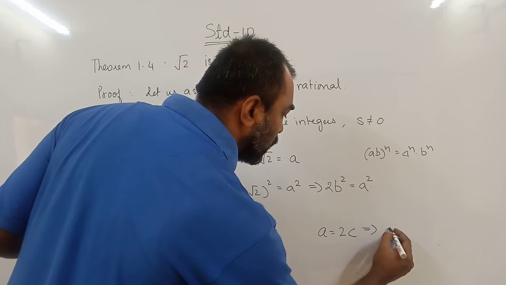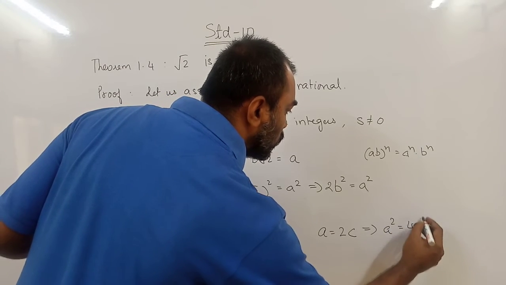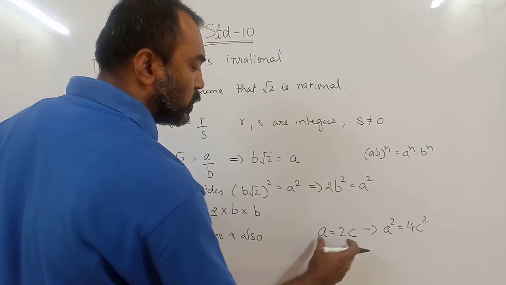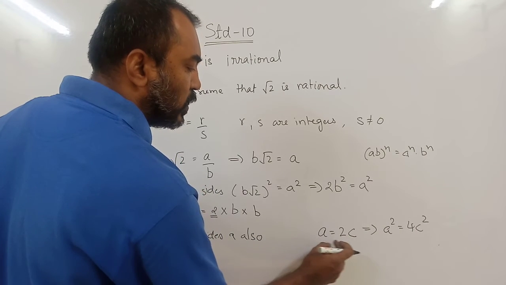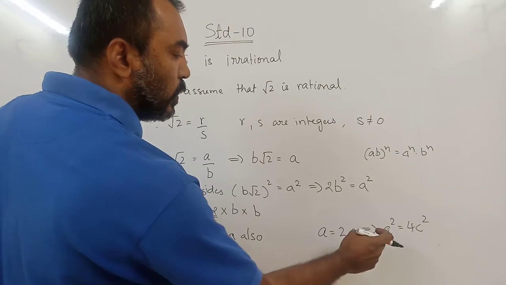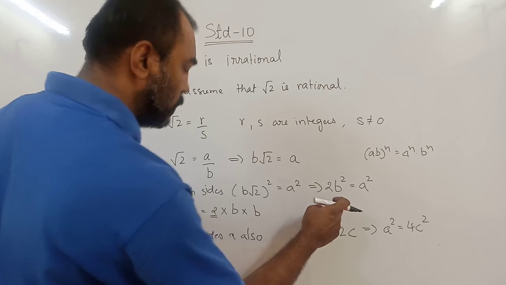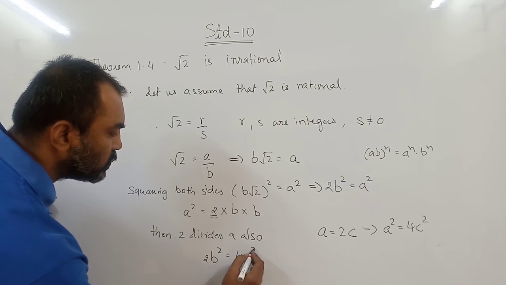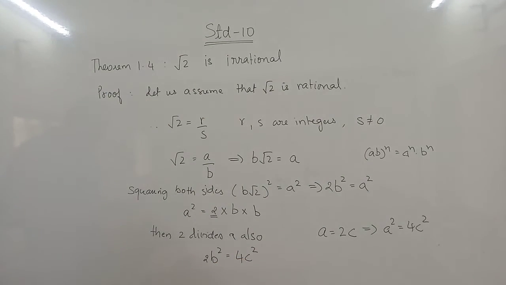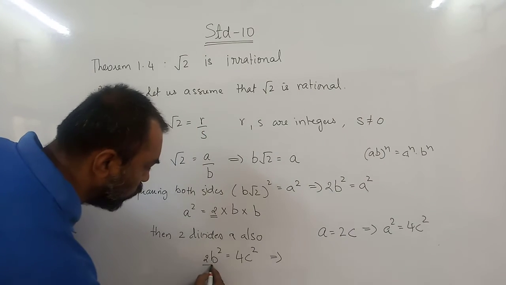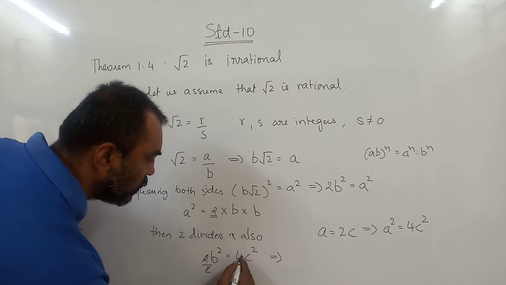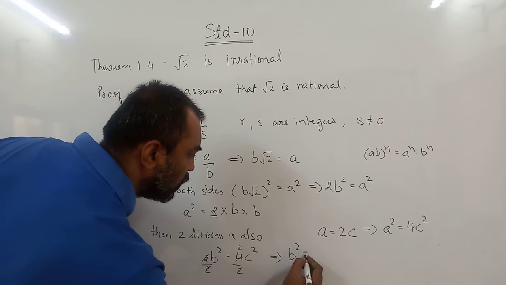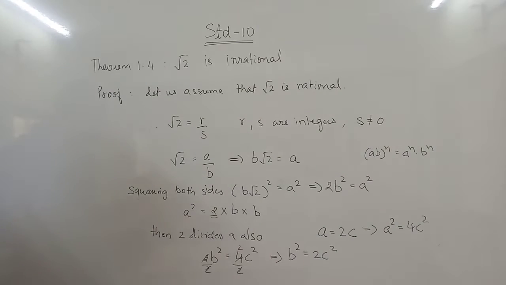What does this imply? Squaring: a square equal to 4c square. How? a into a, I am squaring both the sides again. So a square equal to 2 square is 4, 4c square. But a square equal to 2b square. So we have 2b square equal to 4c square. Did you follow? Which implies, I divide both sides by 2. This gets cut, 2 ones are. So b square equal to 2c square. Can you see this implication?